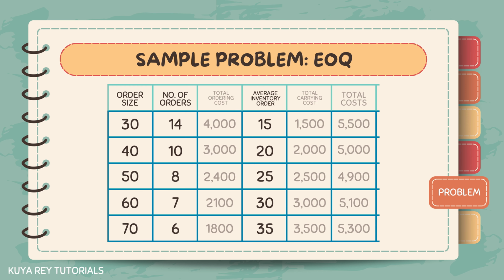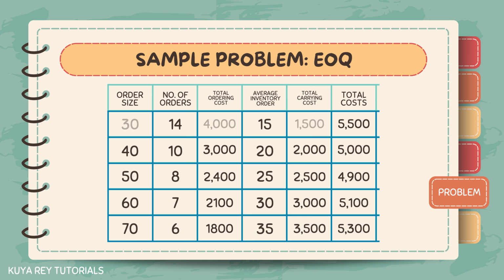Lastly, we add the total ordering costs and carrying costs. Then, let's compare them. As you can see, the most favorable order size is 50 sacks because the total carrying and ordering costs is only 4,900 pesos compared to other order sizes.